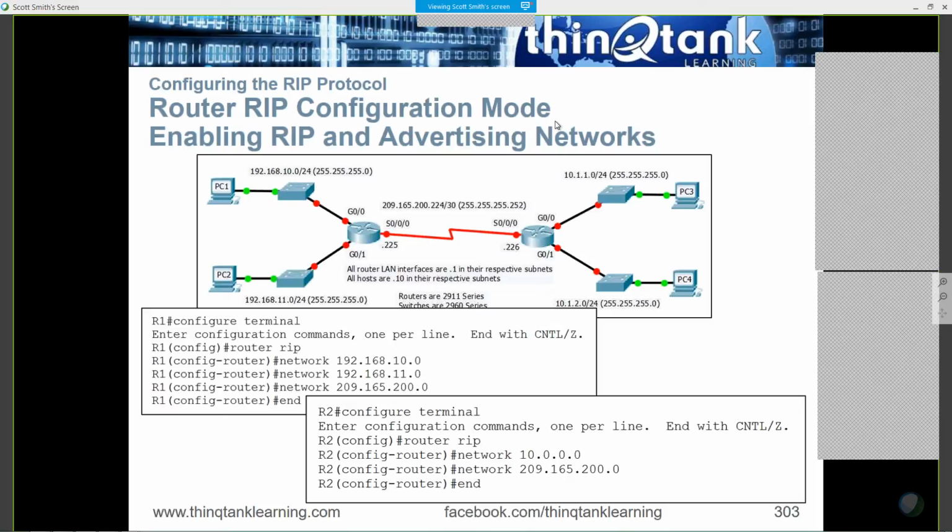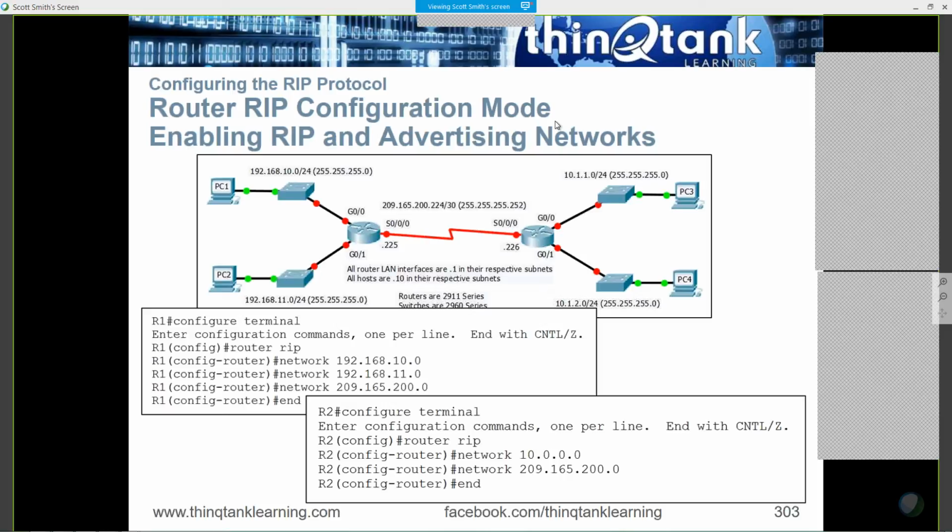Now, there's another kind of twist to RIP. Network statements are entered classfully. It's not because it's RIP 1 or RIP 2. It's just how we enter the network statements. That is why you only have 2 network statements for the router on the right and 3 network statements for the router on the left. There are 3 Class C networks on the router on the left. There is 1 Class C network on the router on the right and 1 Class A network.